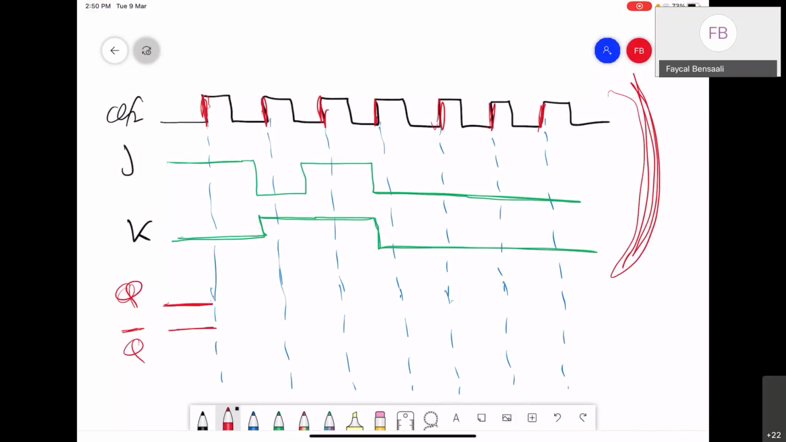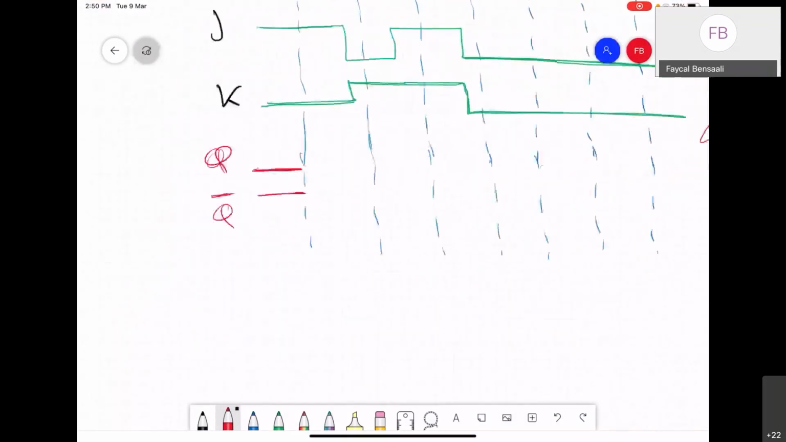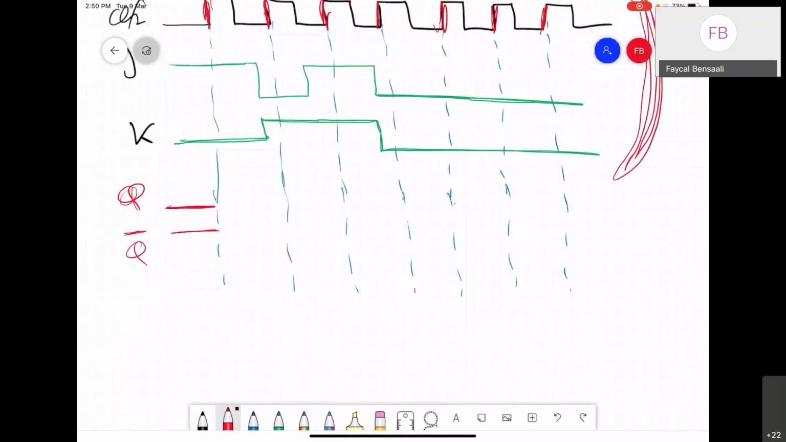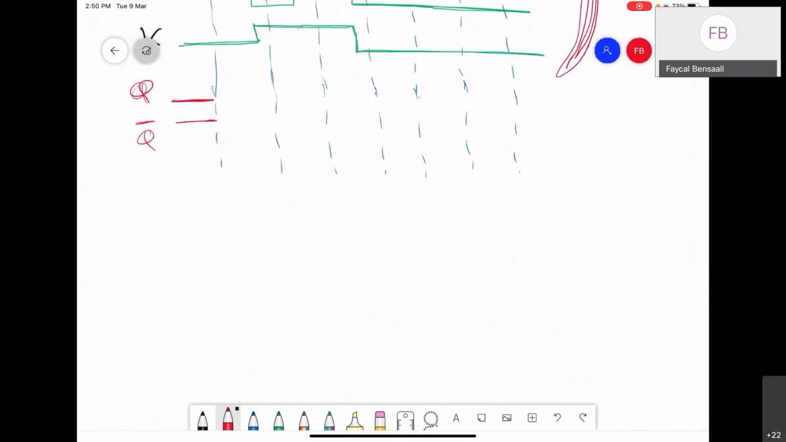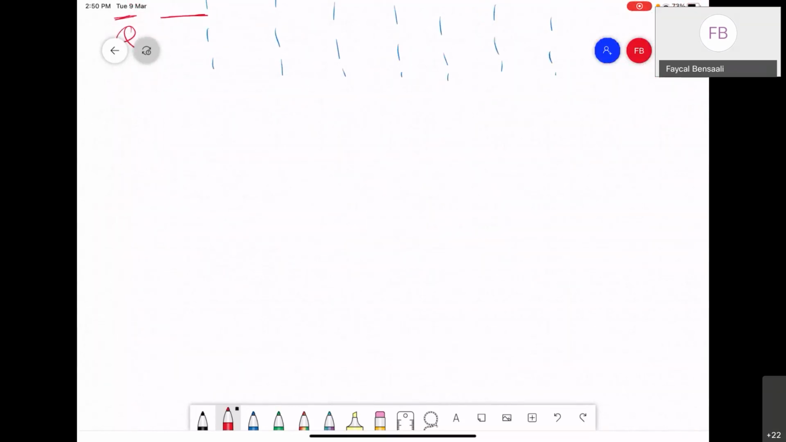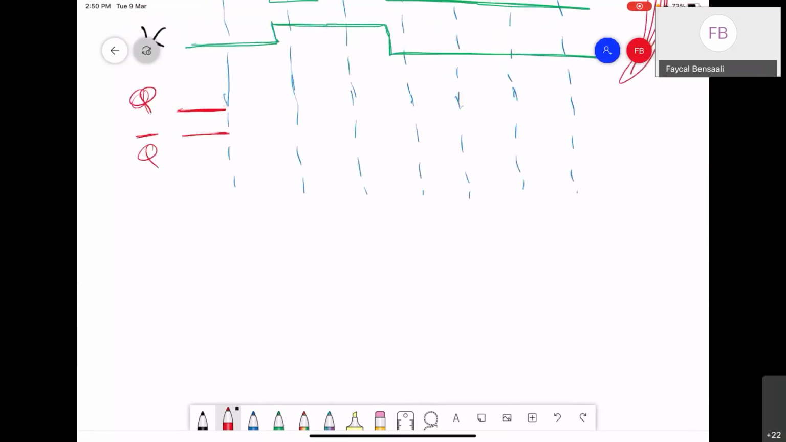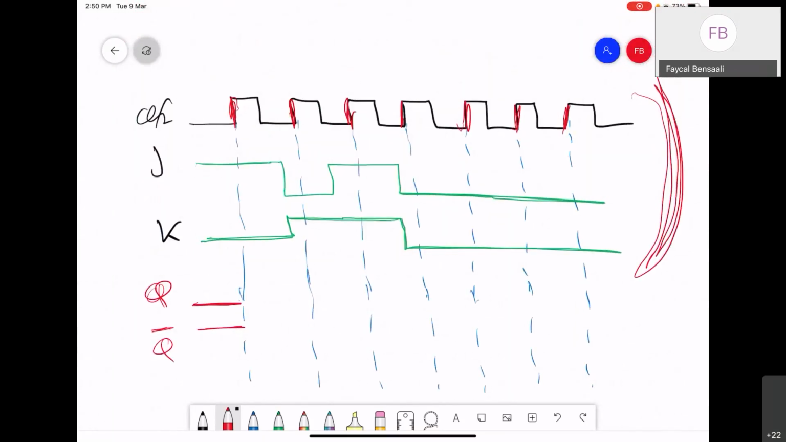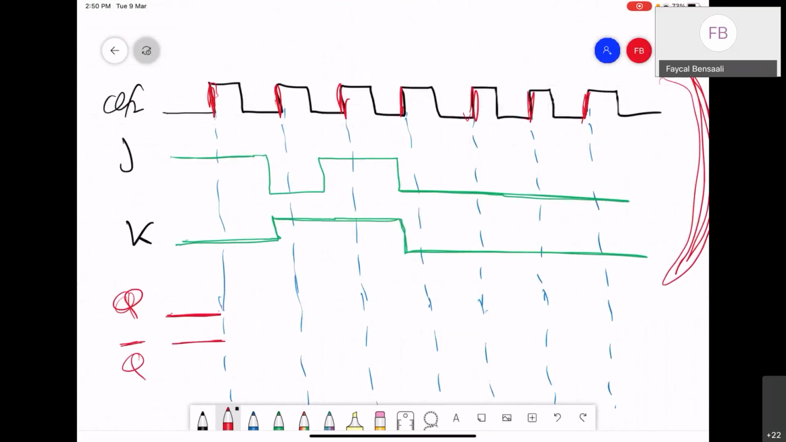Do you understand those waveforms? Because I assume you know those waveforms, because in the lab you did them. Let's say, what is the first rising edge? Do you see the first rising edge? Can you tell me what is the first rising edge?